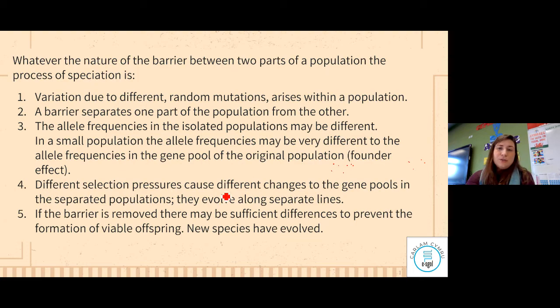Different selection pressures cause different changes to the gene pool, so different things to select for and against cause different changes to the gene pools in the separated populations. And then they evolve along separate lines. They get different phenotypes, different characteristics that they inherit. If the barrier is removed, there may be sufficient differences to prevent the formation of viable offspring. So a new species has evolved because if you did take away the barrier, these two species no longer interbreed to produce fertile offspring. So they are considered separate species.